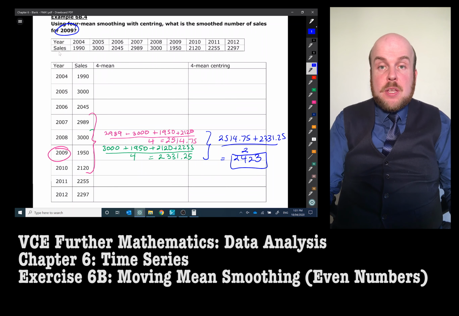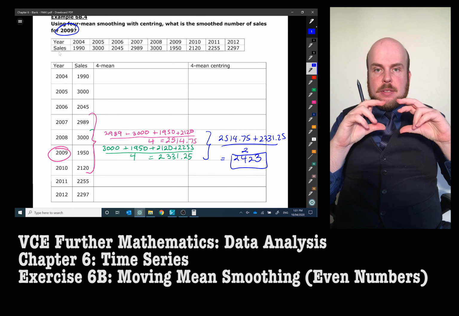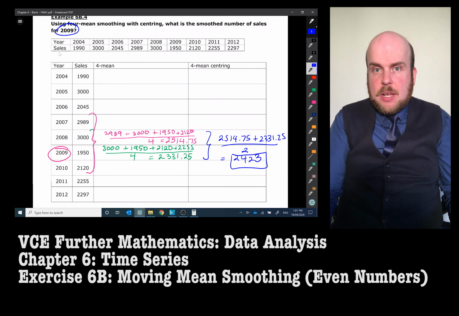In other words, by doing averages of the 4 years where 2009 was either in position 2 or position 3, that would be the average sales that they would have.